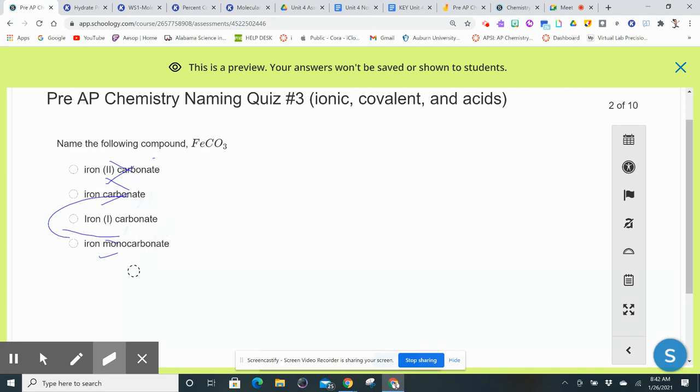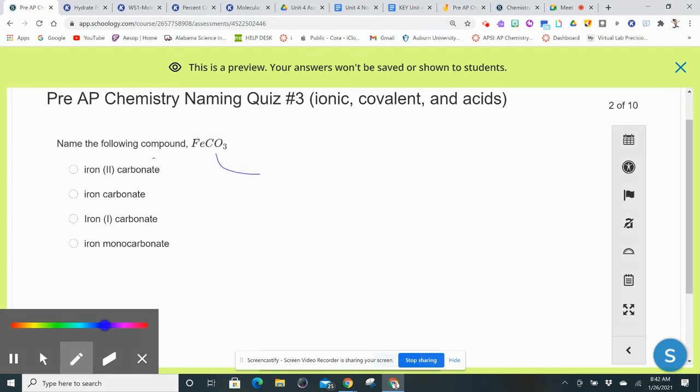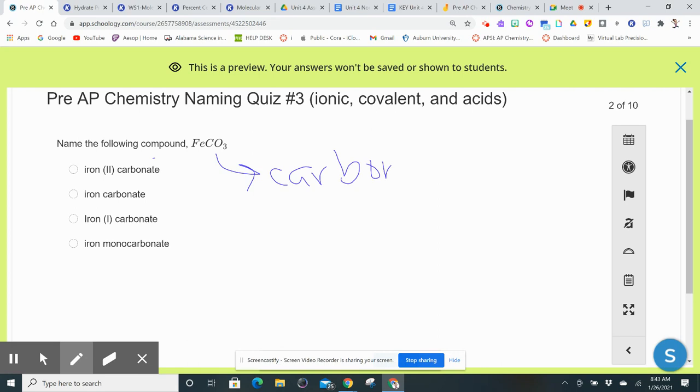So, do I have a metal? Fe. Is Fe a metal? Yes, it is. It is iron. CO3. That's a polyatomic ion. And it is the polyatomic ion carbonate. So again, you need to go back and memorize your polyatomic ions and their charges.